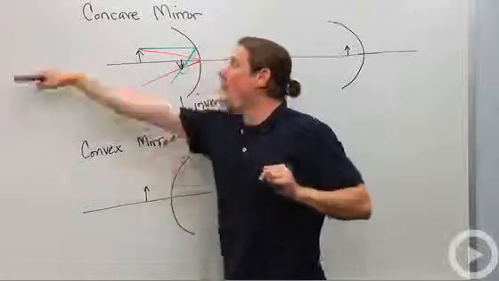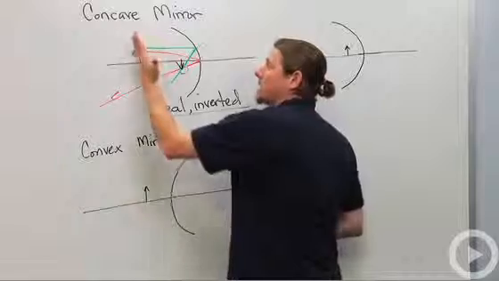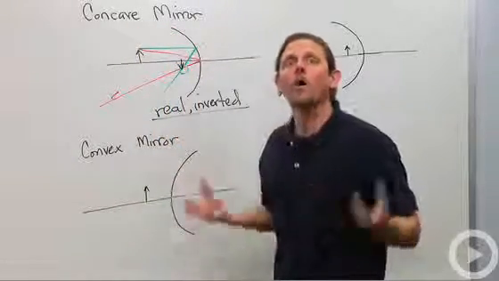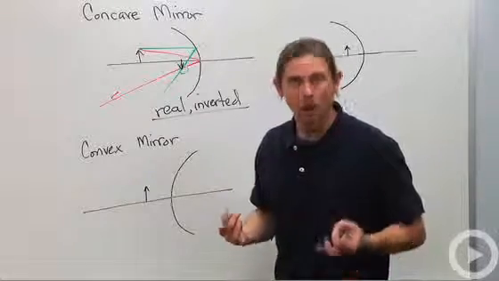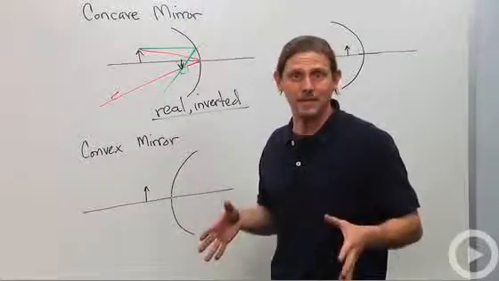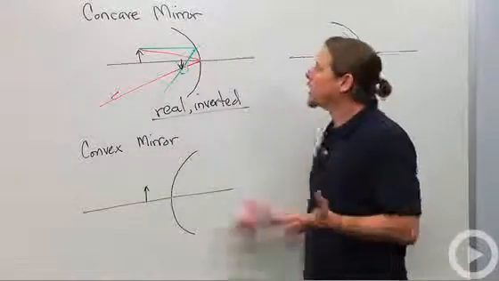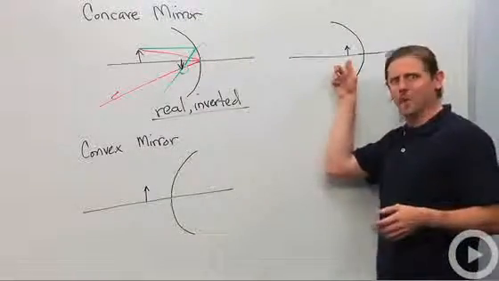And the image will go off to infinity as the object goes to a certain place in front of the mirror called the focal length. All right, and that'll be discussed in more detail in the segment on the lens equation. All right, so what happens if I get closer than the focal length?